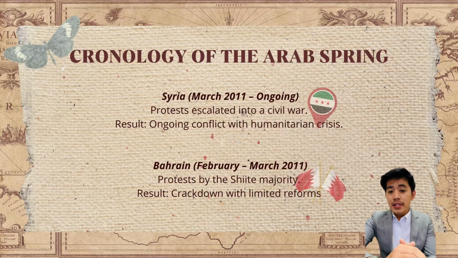Finally, in Bahrain, protests were led by the Shiite majority against the Sunni monarchy in February 2011. However, with support from Saudi Arabia and other Gulf states, the monarchy suppressed the uprisings. While some reforms were introduced, the core issues remained unaddressed.